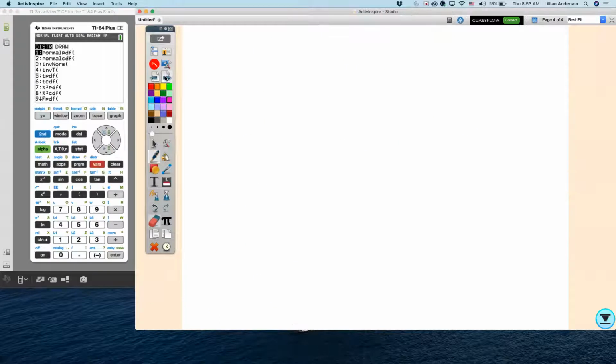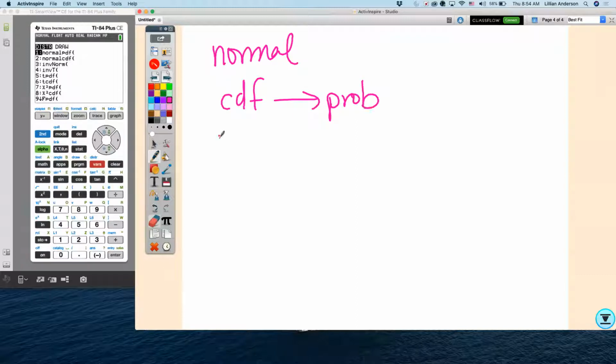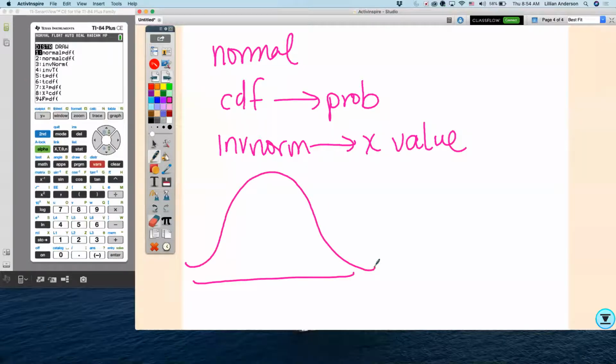Correct. So for normal distribution, the CDF is when you're looking for a probability or a percentage. Then inverse norm is when you are looking for a particular X value. So that means you were given the probability already, or the percentage that it's less than or greater than a particular value, and you're looking for that X here. So let's say you knew that it was 10% greater than some X value. Am I using CDF or inverse norm?